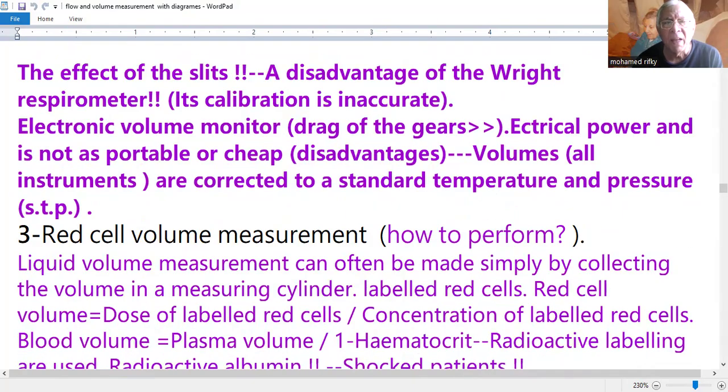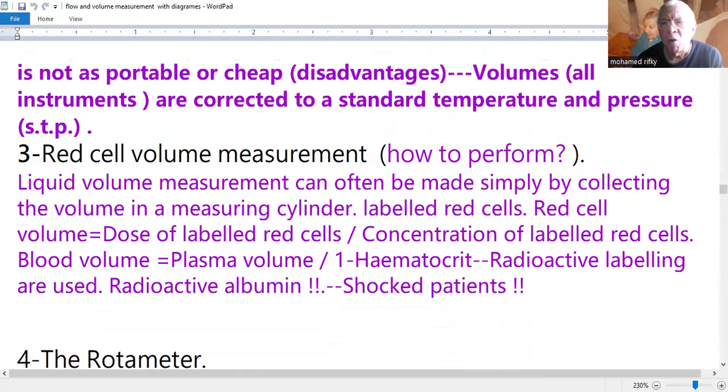But regarding the electronic volume monitor, I will show you later. The most important thing is that there is no gear system, so that makes it more accurate. There is no drag of gears, but I'm afraid that it needs electricity, and it is a cumbersome apparatus. It cannot be portable. Of course, all these instruments must be corrected at standard temperature and pressure, because all the volumes are not corrected at that point. This is the importance among scientific workers.